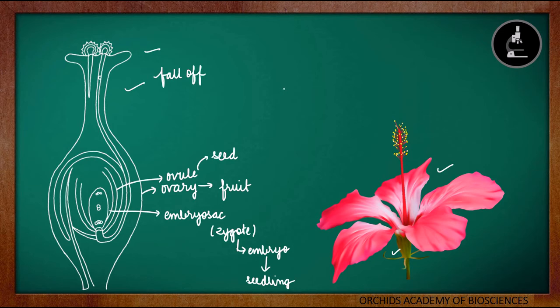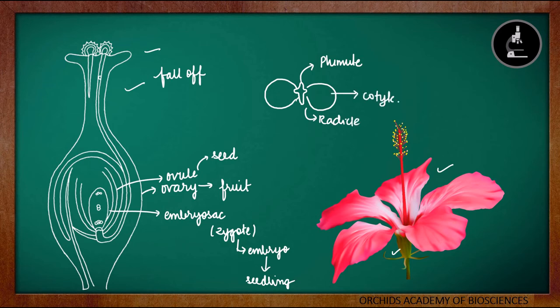Now let us understand the structure of a dicot or dicotyledonous seed. The dicot seed has two cotyledons. These cotyledons have the reserve food material for nourishment and growth, and there will be a structure in the middle. The upper part is called the plumule and the lower part is called the radicle. On the left and right side there are cotyledons. These cotyledons are reserve food materials.